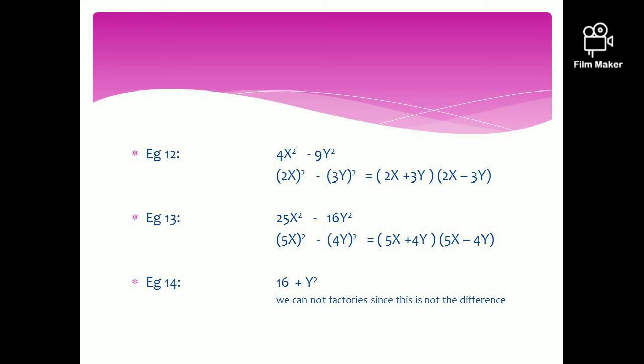Carefully look into this question, children. This is 16 plus y squared. 16 is 4 squared plus y squared. Now this is not the difference between two square numbers. The two numbers are square numbers, 4 squared and y squared. But what is the operation in between them? The operation is plus. It's not minus. Therefore, this is not a difference between two square numbers. Therefore, you cannot factorize such a question. Hopefully, you can understand. You can apply the previous theory only if it is a difference between two square numbers.